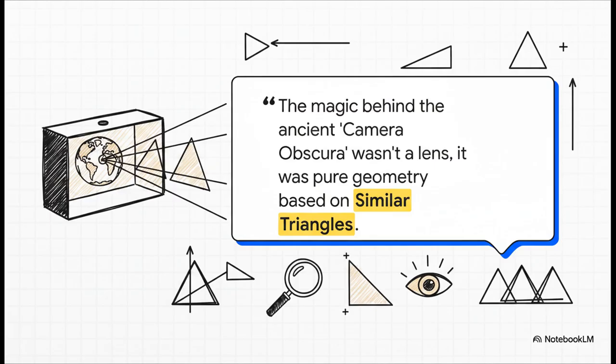See, light travels in straight lines. So the light from the outside world created a perfect set of similar triangles, a big one outside the box and a tiny flipped one inside. That's how you project a huge scene onto a small wall. And that idea, similar triangles, is what we're all about today.